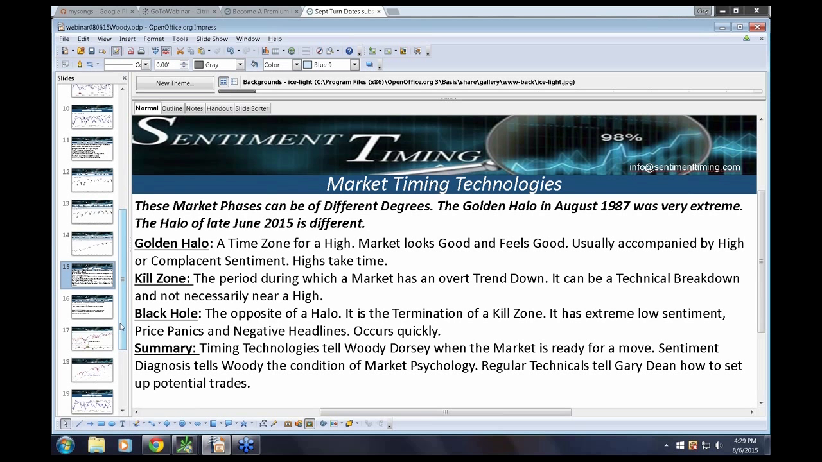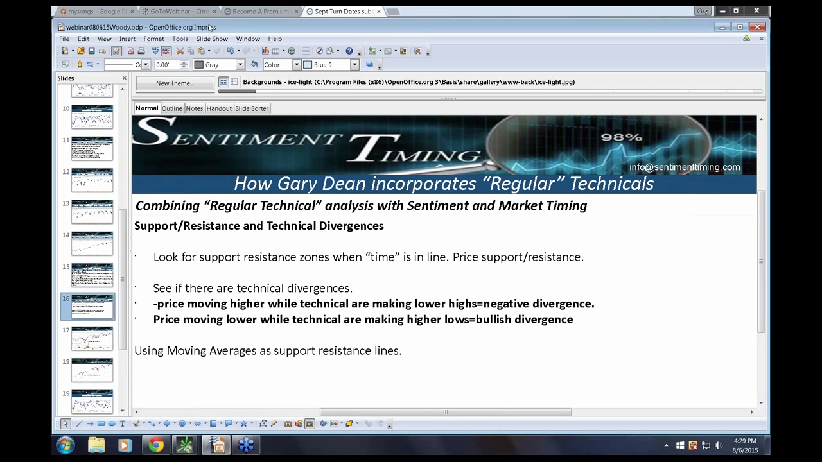Does that mean I'm going to be right all the time? Do I know exactly what the market is going to do? I do not. But this knowledge is very, very good, and it's very important. Then, as Gary will talk about, he has an overlay from his own experience of what we call the regular technicals about how those can interface with the timing and sentiment technologies to set up potential trades. All right. I think that's the end of this first section, Gary.